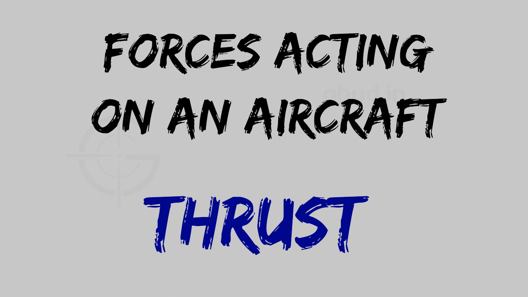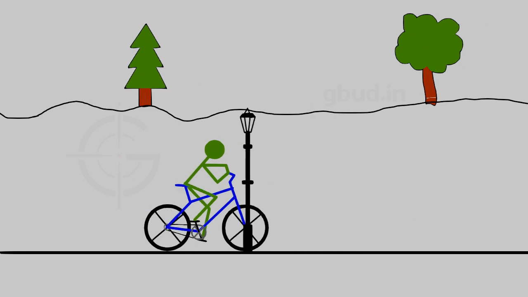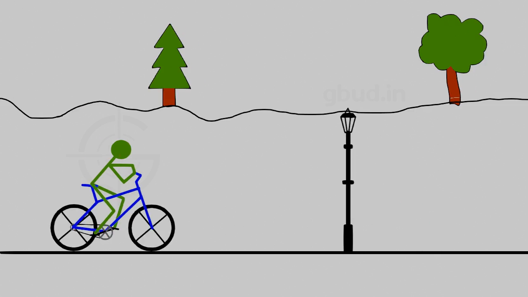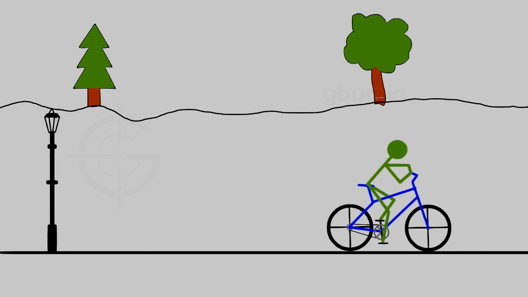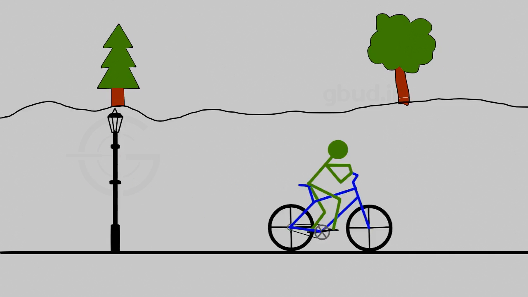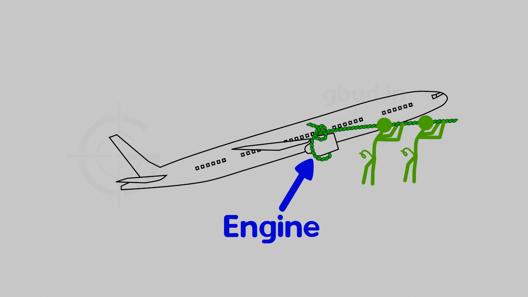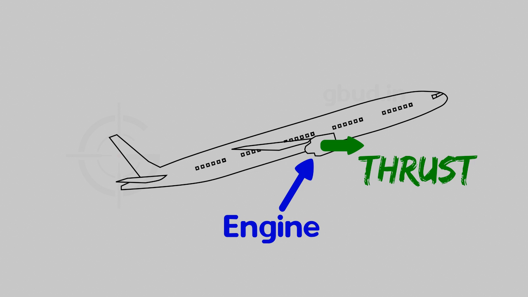How does it move forward? Let's take an example of a bicycle. By pushing the pedal down, you are giving a force which moves the bicycle forward. Similarly, the engines of the aircraft provide a force to push the aircraft forward. This force is called thrust of the aircraft.